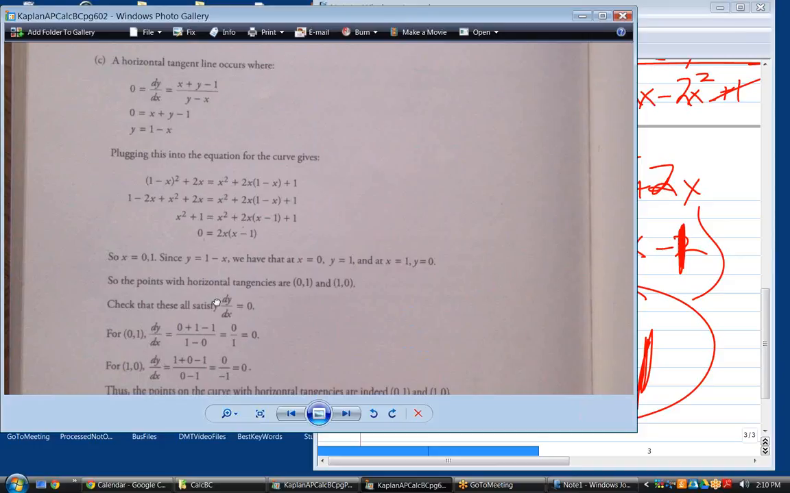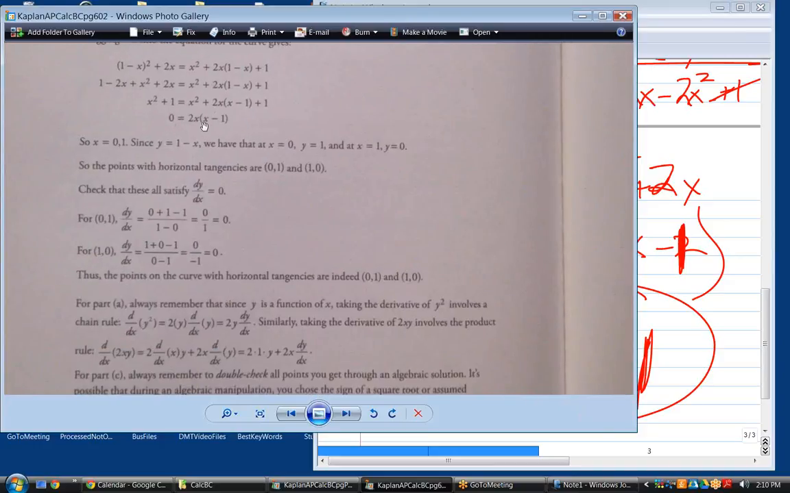Now, notice what they say here. So we're solving for x, okay? So x is going to equal 0 or x is going to equal 1. Well, when x equals 0, y equals 1, so there's 1 point. They want the coordinates. So 0, 1 is one place where we have a horizontal tangent. And also at x equal 1, and when x equal 1, y equals 0, so 1, 0 is the other place.